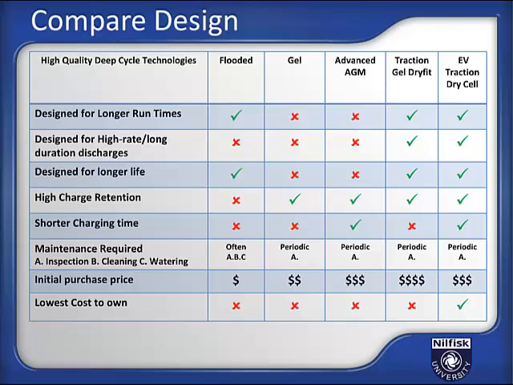You'll notice that there's only one green check mark here for the EV traction dry cell product, and why this is because its initial purchase price is typically lower than the traction gel Dryfit. And even though the initial purchase price of the EV traction dry cell is higher than flooded and gel and comparable to the AGM product, your overall lowest cost to own is a factor of maintenance-free, robust product plus the initial purchase price, and that is how the EV traction dry cell receives the only check mark in this category.